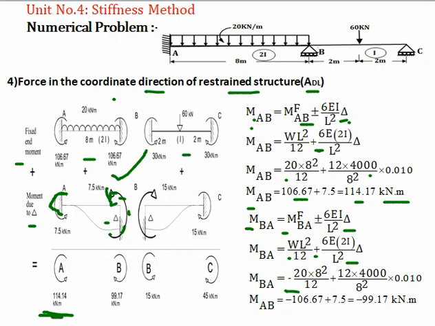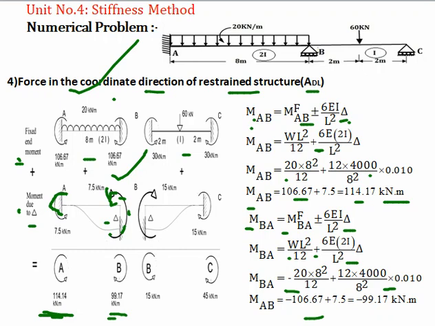So putting the value, MBA is equal to minus 20 into 8 square divided by 12 plus 12 into 4,000 divided by 8 square into 0.010. So by solving, we have a net moment of minus 99.17 kilonewton meter. So it is in a clockwise direction, and it is shown here, just adding these two, fixed end moment and end moment at end B. So finally we have 99.17 kilonewton meter in a clockwise direction. Okay, so these are the calculations related to this first span AB.